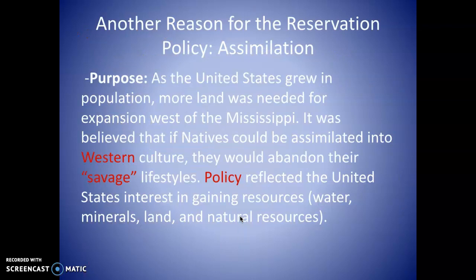This was another primary reason for the reservation policy. As the United States grew in population, more land was needed for expansion west of the Mississippi. It was believed that if natives could be assimilated into Western culture, they would abandon what Americans thought of as savage lifestyles. The policy reflected the United States' interest in gaining resources. They were interested in water, minerals, land, and natural resources that they would get from taking over these new lands.